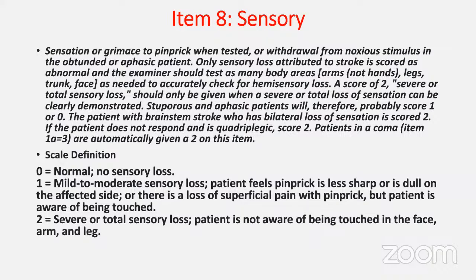A score of 2, severe or total sensory loss, should only be given when a severe or total loss of sensation can be clearly demonstrated. Stuporous and aphasic patients will therefore probably score 1 or 0. The patient with brain stem stroke who has bilateral loss of sensation is scored 2. If the patient does not respond and is quadriplegic, score 2. Patients in a coma, item 1A equals 3, are automatically given a 2 on this item.